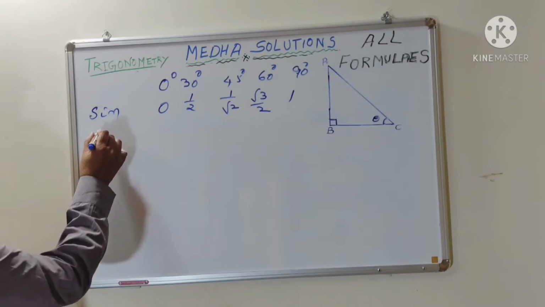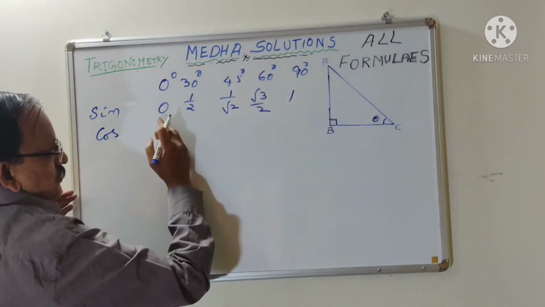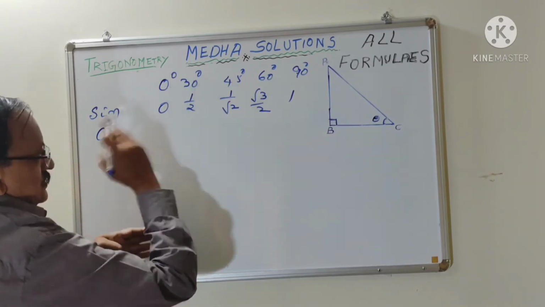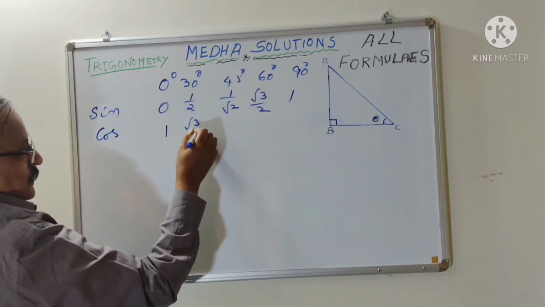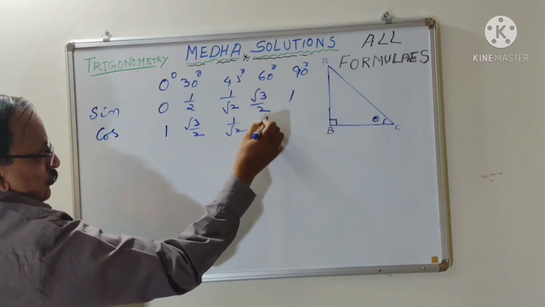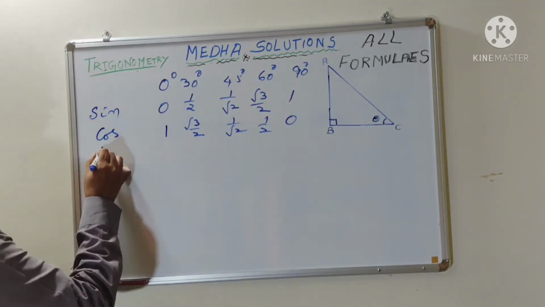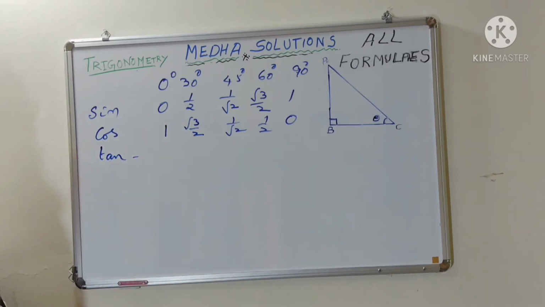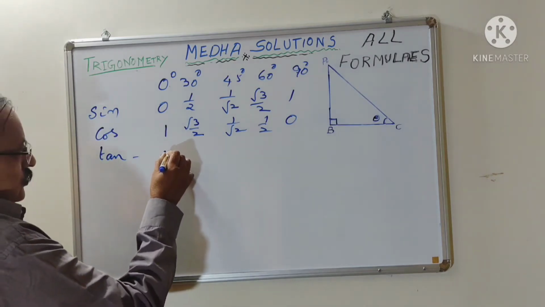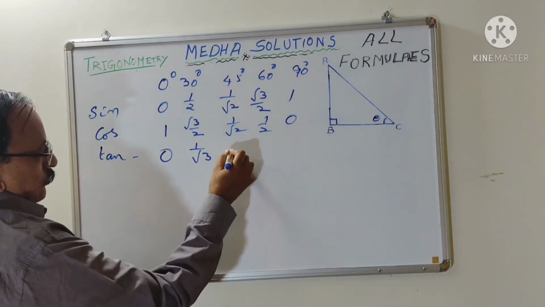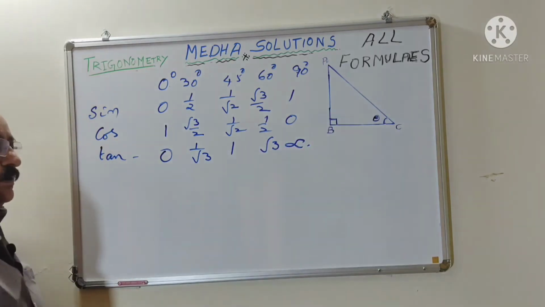And then cos theta values. Take the reverse order. Here 0 to 1, there from 1 to 0, reverse the order, right to left there, left to right here: 1, root 3 by 2, 1 by root 2, 1 by 2, 0. And then the third one is tan theta. Tan value, sin by cos is equal to tan, we know: 0 by 1 is 0, 1 by root 3, 1, root 3, and infinite, which is not defined.